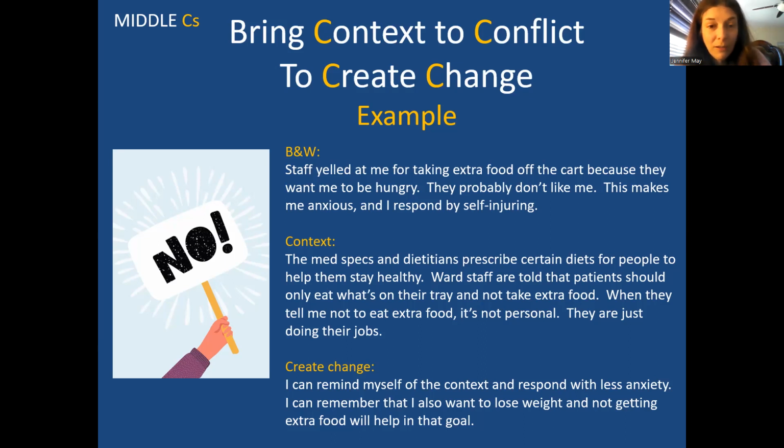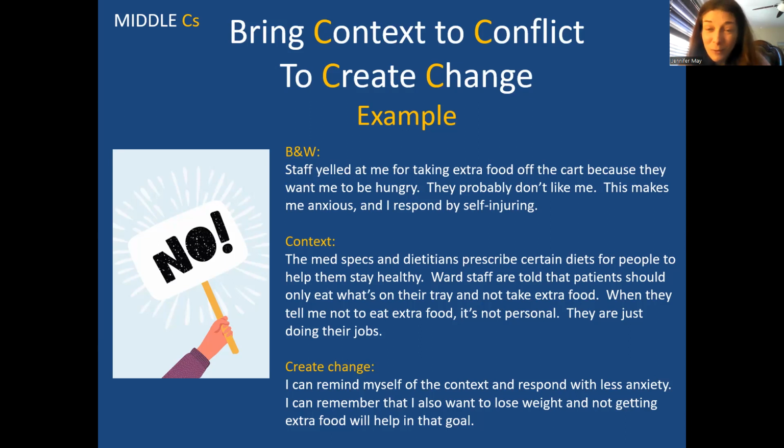They probably don't like me. But it really wasn't about that at all. When you zoom out and look at the bigger picture, they're just doing their job. It has nothing to do with how they feel about you. In fact, I think they really like you, but they have to do their job and tell you that you can't have this extra stuff. So as he starts to realize that, it's like, okay, maybe I don't have to be as anxious about it. Maybe I could cope with it in a different way.